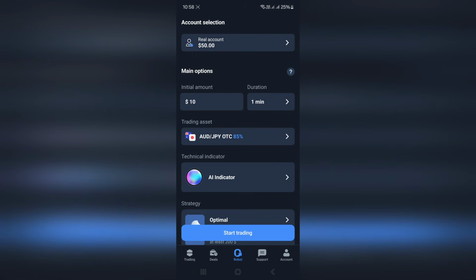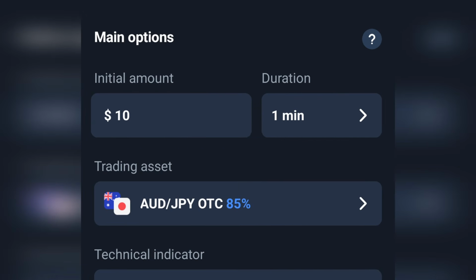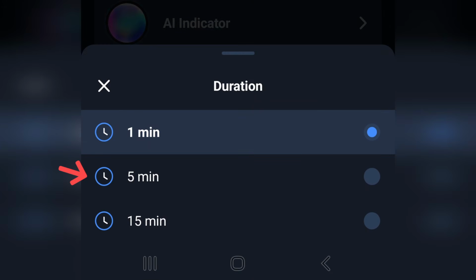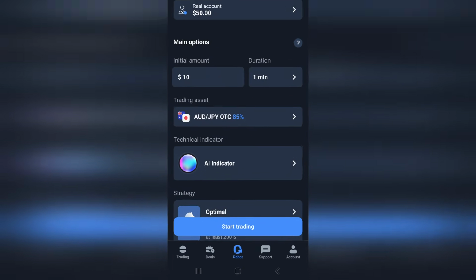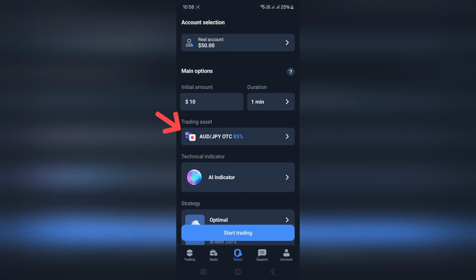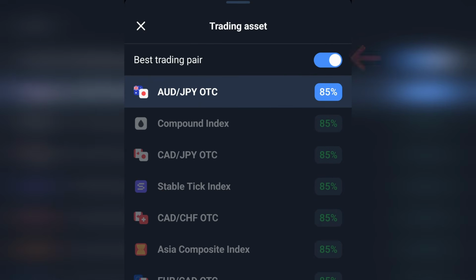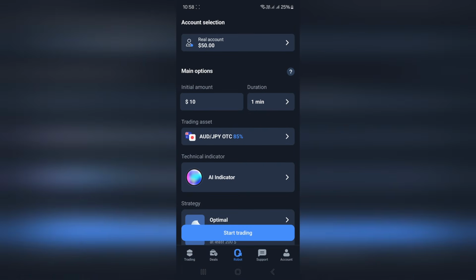The Olymp Matix application allows us to select from 3 different deal durations: 1 minute, 5 minutes, and 15 minutes. You can pick the most suitable one for your market. Here, we can pick the asset or market we want the bot to trade on. The profit percentage is also shown next to the markets. If you select this best trading pair option, the Olymp Matix application will automatically select the best market for us.